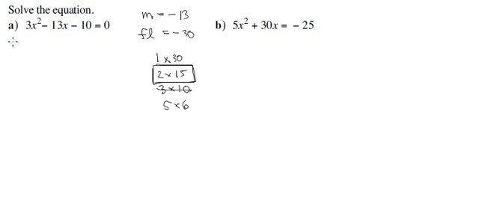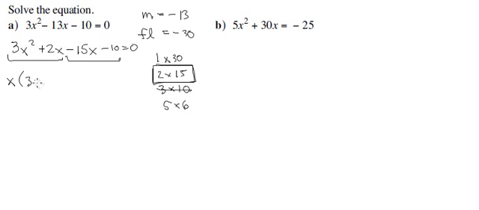So, rewriting this, 3x squared plus 2x minus 15x minus 10 equals 0. Now we factor by grouping. X comes out of here, leaves 3x plus 2. For this next pair, we can take out negative 5, which leaves us with 3x plus 2. So our common factor is 3x plus 2. Take that out, and you're left with x minus 5.